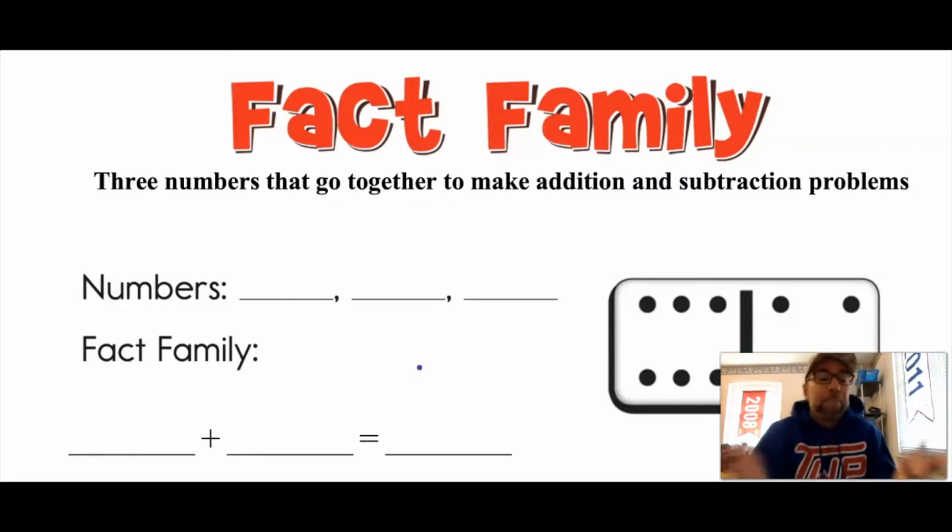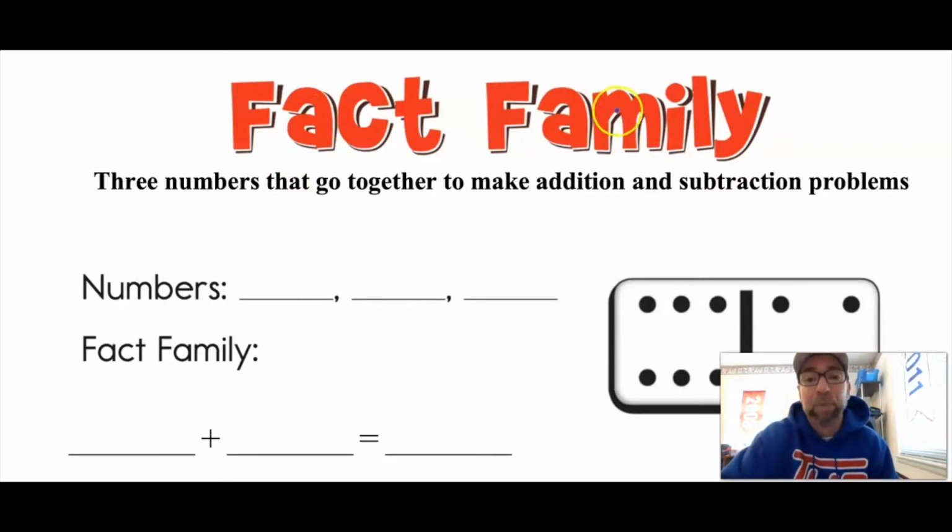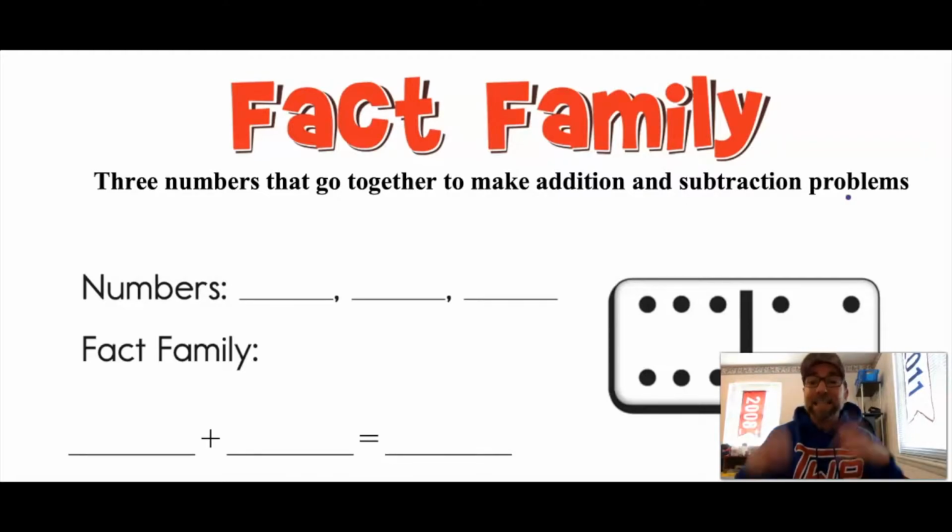You might have a stepmom, stepdad. You might have stepbrothers, grandmoms and grandpops. Lots of people will make up our family. Well, in math, a fact family is 3 numbers that go together to make addition and subtraction problems. And we're going to learn how we can take a domino and take the dots on the domino and turn those numbers into different facts.